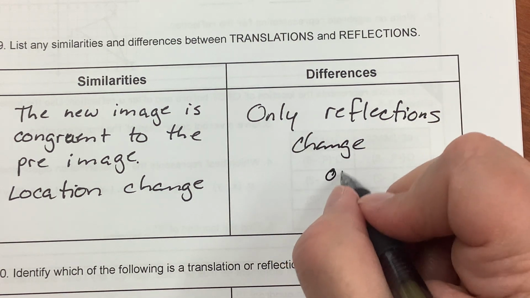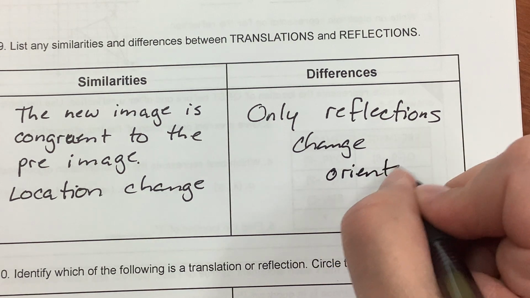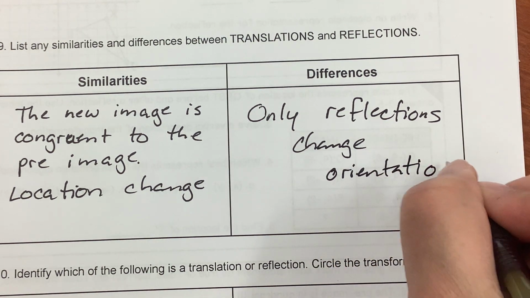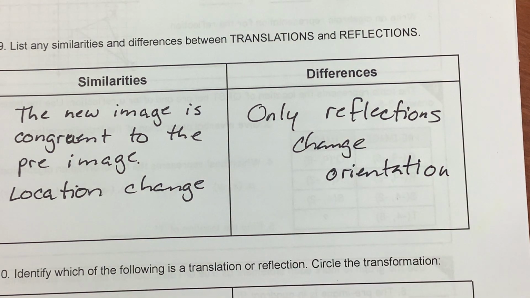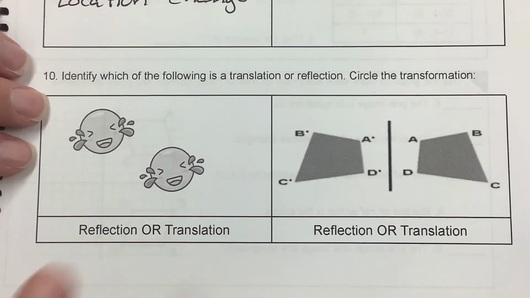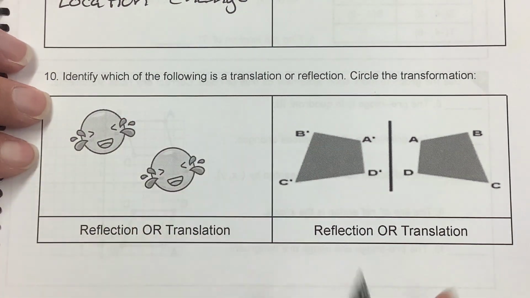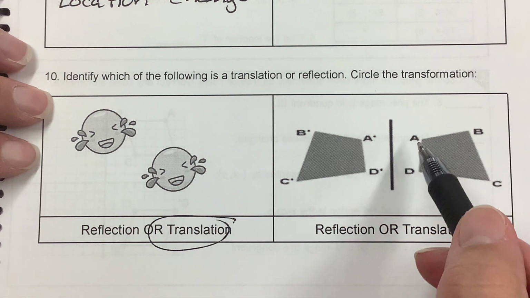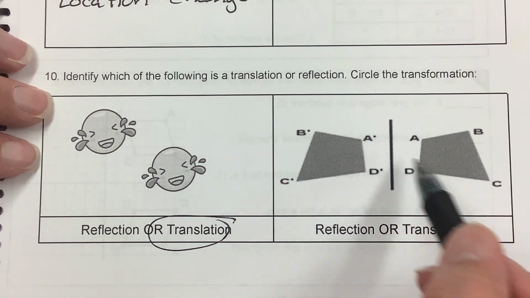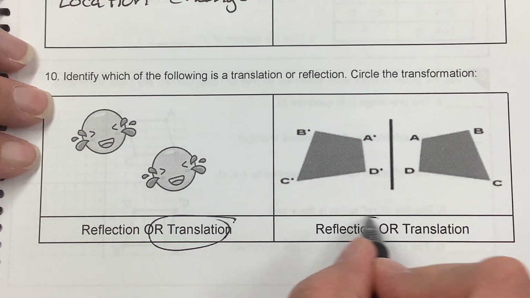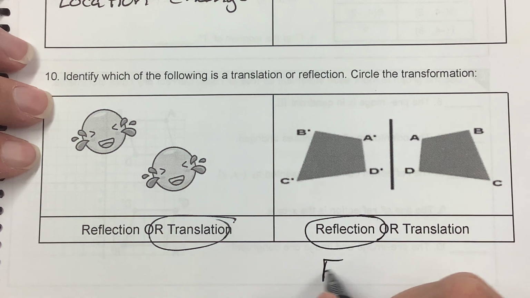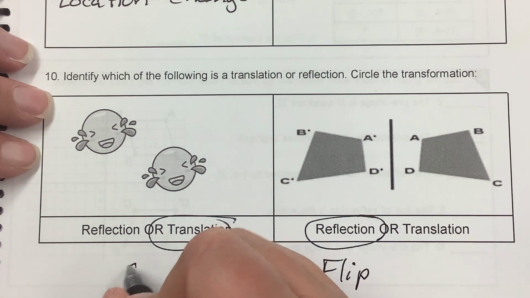Well, that was nice. All right, so only reflections change orientation. And down here, this is a slide to the right and down. That's a translation. This, the A's are the closest, the D's are the closest. That's a reflection. So this is a flip, and this is a slide.